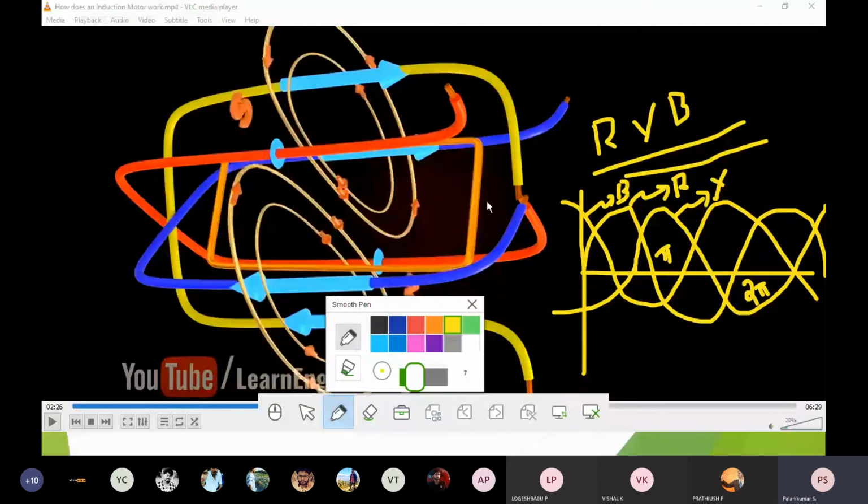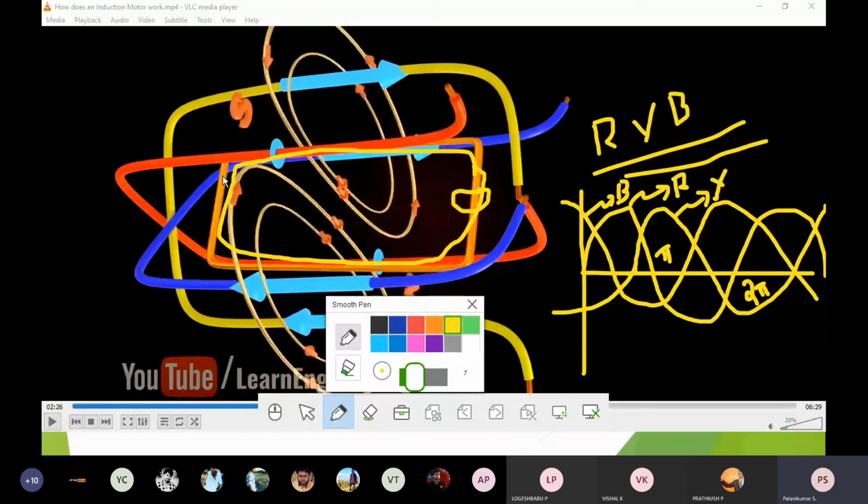If you see here, it is a coil-like arrangement. This is a closed one. There is no provision for external supply. It is short circuited by end rings. Suppose I have two terminals, the end rings are short circuited. So automatically, when there is an induced EMF, there will be a current flow here, and that will produce a torque.